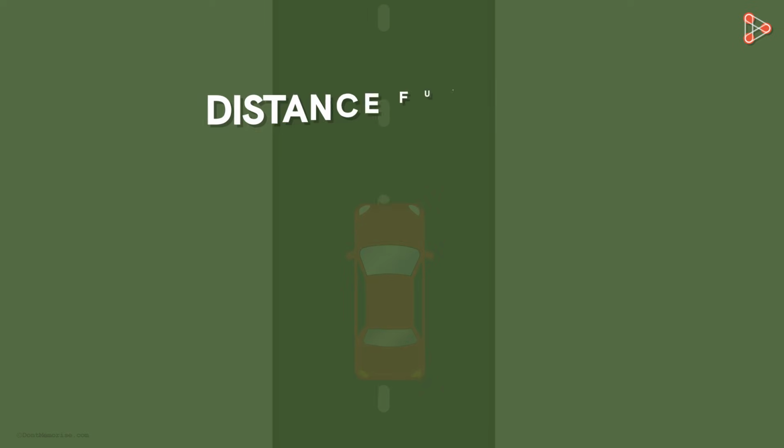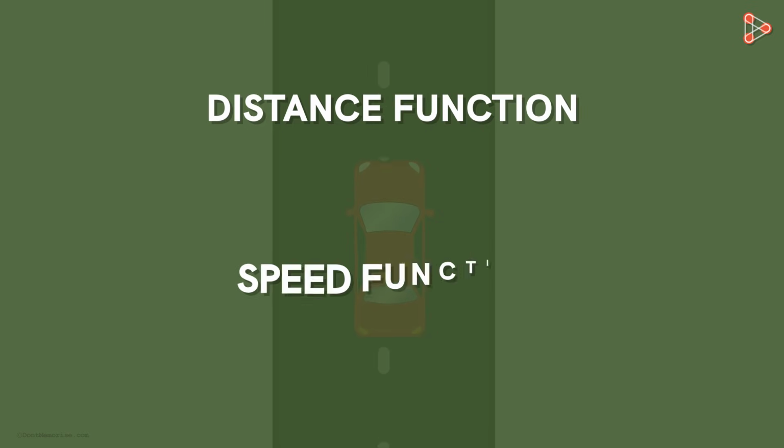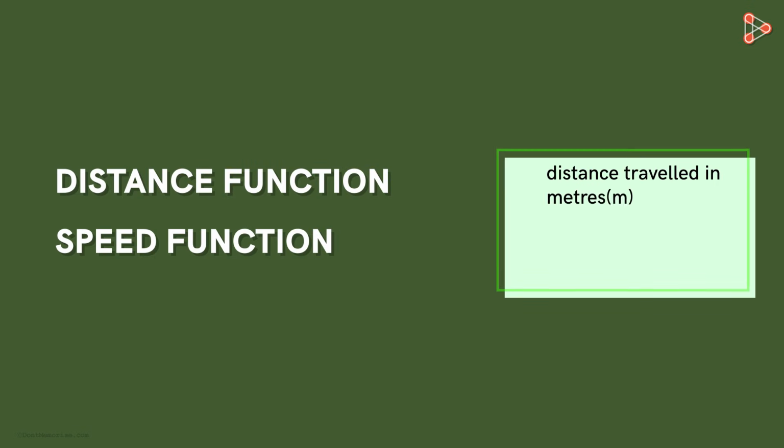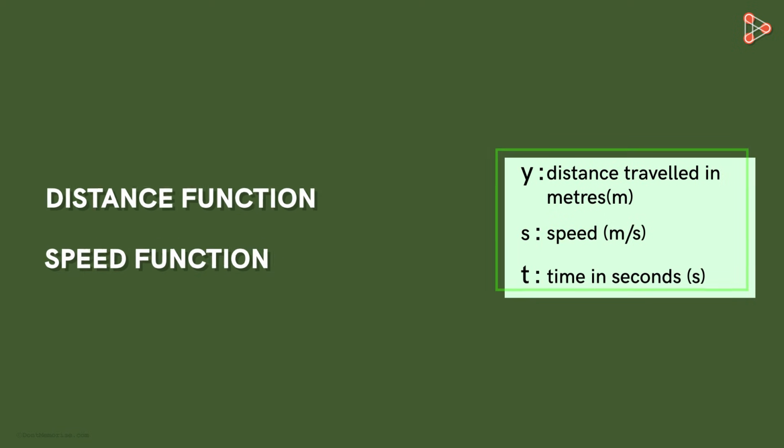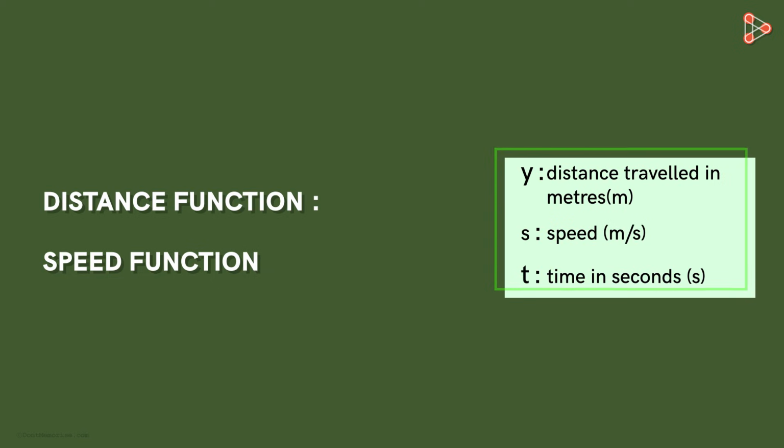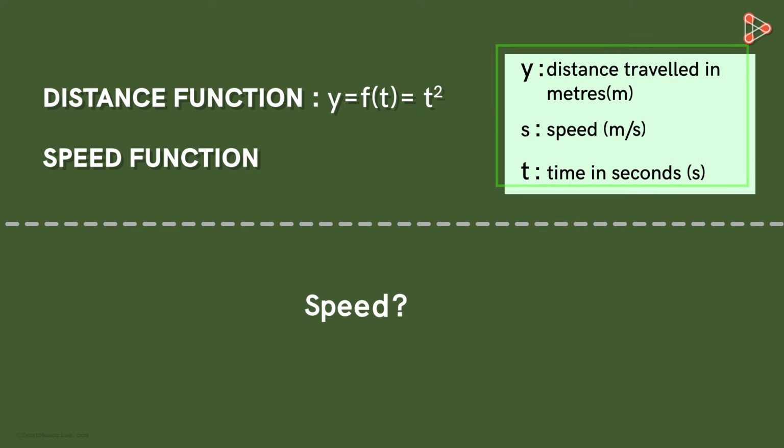We know that the distance traveled by the car and its speed are both functions of time. Let's denote the distance traveled with variable y, the speed with s, and the time elapsed with t. Now suppose the distance traveled by the car is this function of time. It's the square of t. Can you tell me what will be the speed of the car at any instant t?